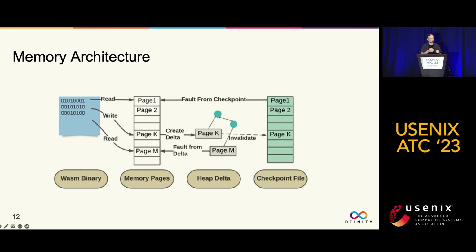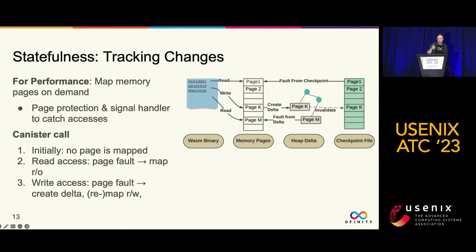Then at checkpointing time, this data structure gets flattened down and actually written to the checkpoint, and things start over. Going a bit deeper, as Mark said earlier, for performance reasons we don't want to map all the memory at once because it might not be needed, right? Whenever something touches memory, we want to map those pages on demand. And because we need to keep track of the modifications, we have this page protection and signal handler mechanism to catch all these accesses. Initially, no pages are mapped.